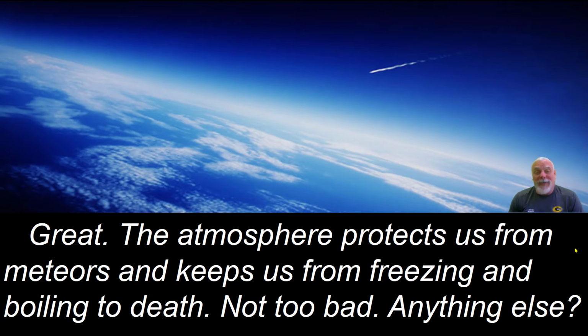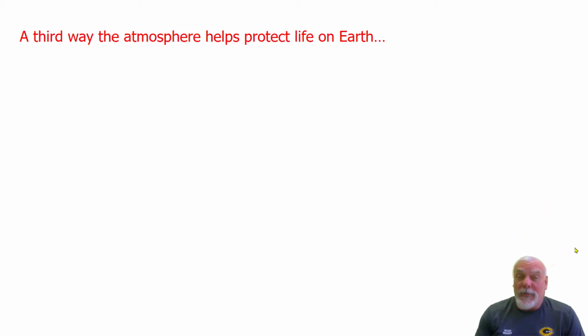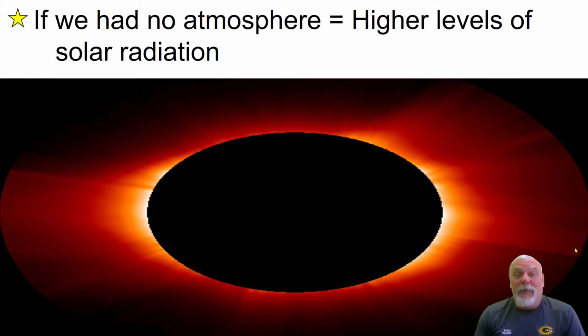All right, so great. The atmosphere protects us from meteors. It keeps us from freezing and boiling to death. Not too bad. Those are some good things, right, folks? Is there anything else that our atmosphere does? Pretty busy atmosphere. Well, yeah, a third way that the atmosphere helps to protect life on Earth is that if we didn't have an atmosphere, much higher levels of solar radiation would hit the Earth and harm living things.